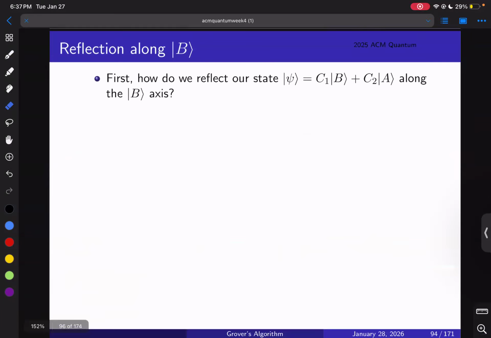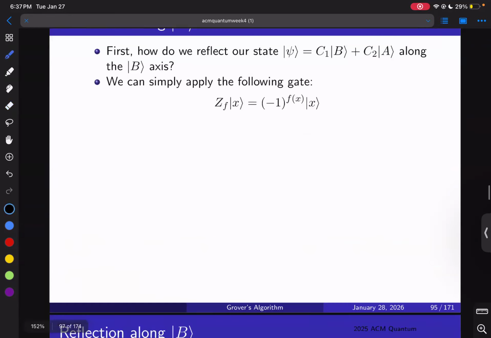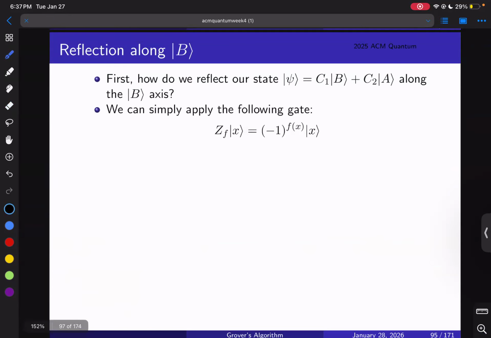The first step we just said was to reflect on the B-axis. So let's take some arbitrary state in that A and B subspace, which is C1 times ket B plus C2 times ket A. How do we reflect it along the B-axis? Here's a gate that will do that, and let's prove that it works. This gate we call ZF, and Z is kind of like the oracle from before, and the subscript F means it has something to do with the function F.